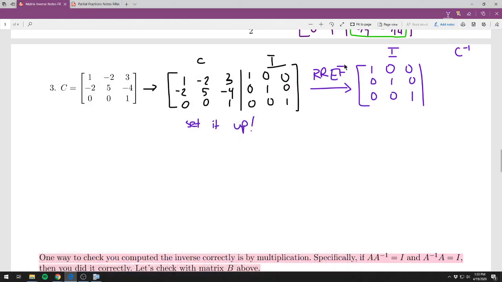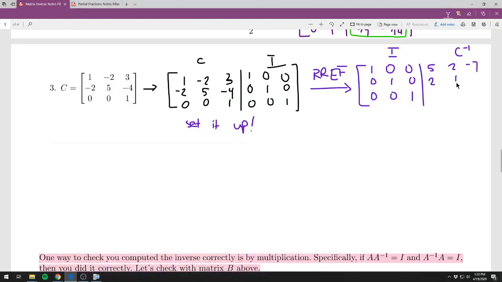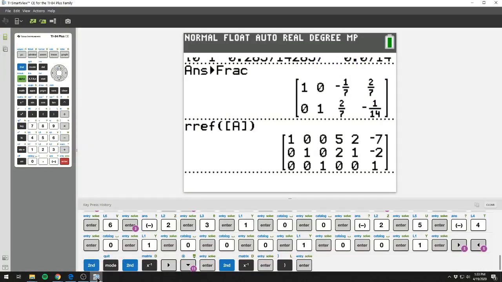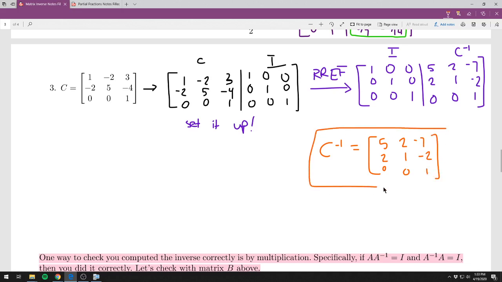5, 2, negative 7. 2, 1, negative 2. And 0, 0, 1. All right, so C inverse is over here. 5, 2, 0, first column. 2, 1, 0, second column. Negative 7, negative 2, 1, third column. Right, so that's how you actually compute the inverse.